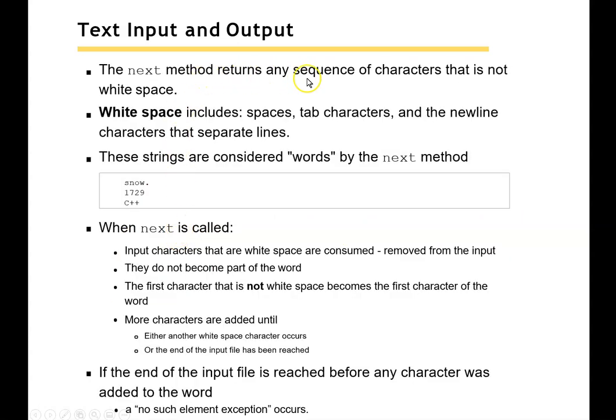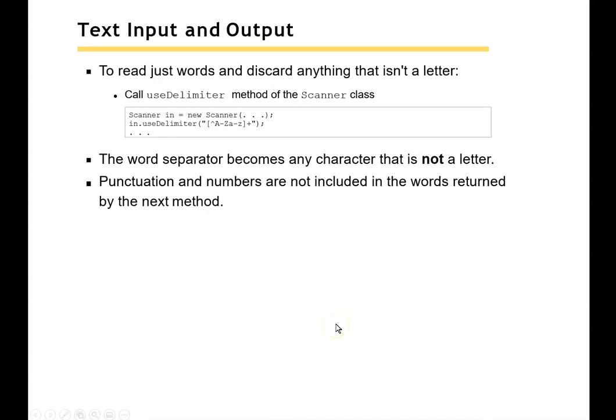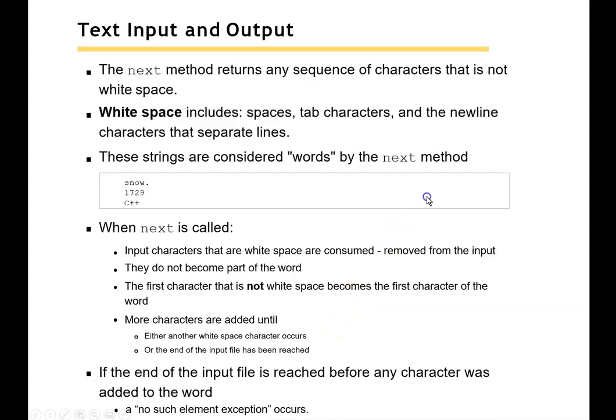The next method returns any sequence of characters that is not whitespace. Whitespace includes spaces, tabs, newlines, and things that separate lines. These strings are considered words by the next method. When next is called, input characters that are whitespace are consumed, basically eaten from the input. They do not become part of the word you receive. The first character that is not whitespace becomes the first character. More characters are added until either another whitespace is found or the end of the line or input file has been reached. If the end of the input file is reached before any character was added to the word, a NoSuchElementException occurs.